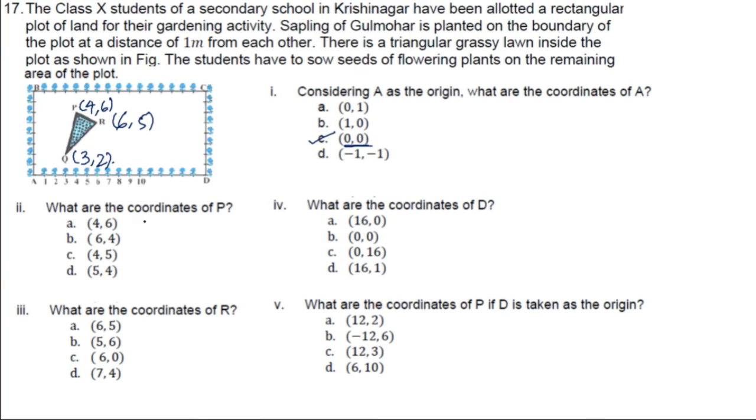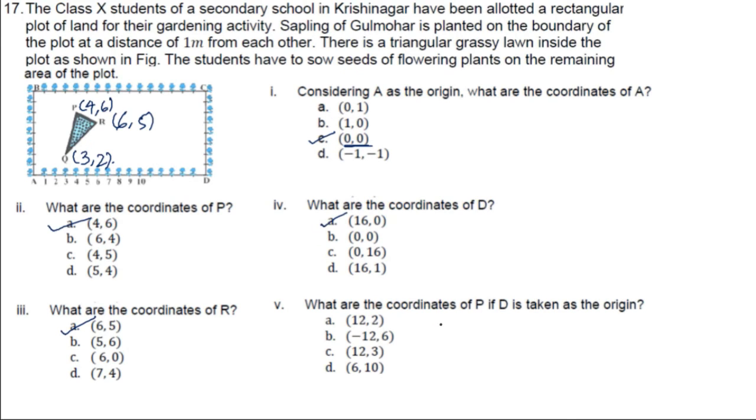Second, what is the coordinate of point P? It's 4, 6. Coordinate of point R is 6, 5. Coordinate of point D you can continue further. It's 11, 12, 13, 14, 15, 16. So it is 16, 0. 16, 0 is option A.